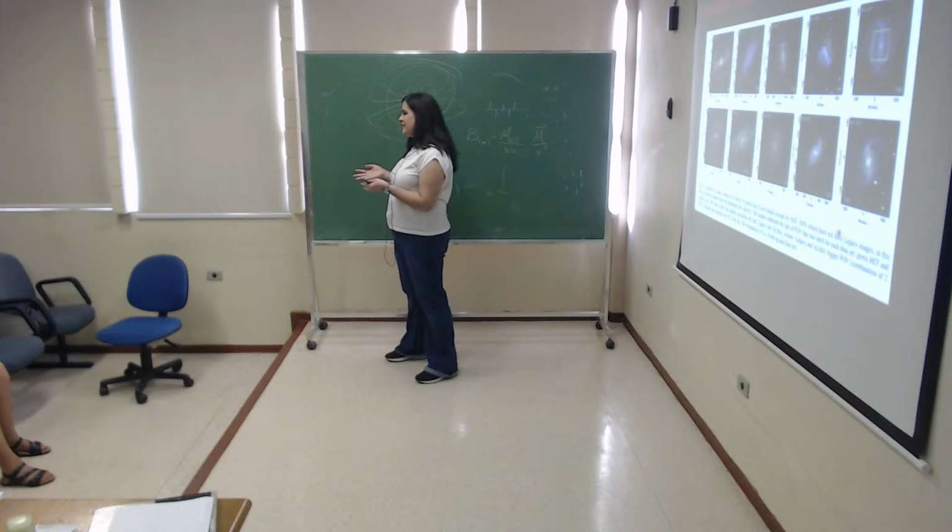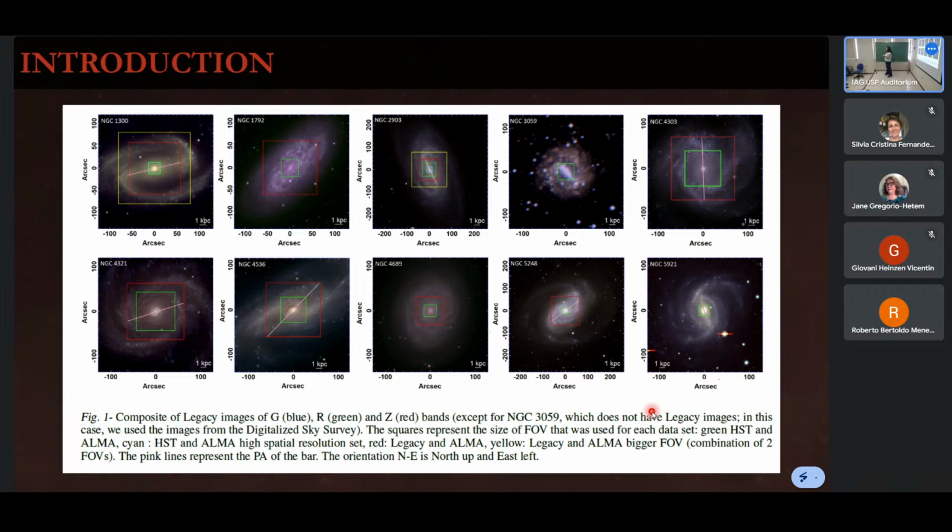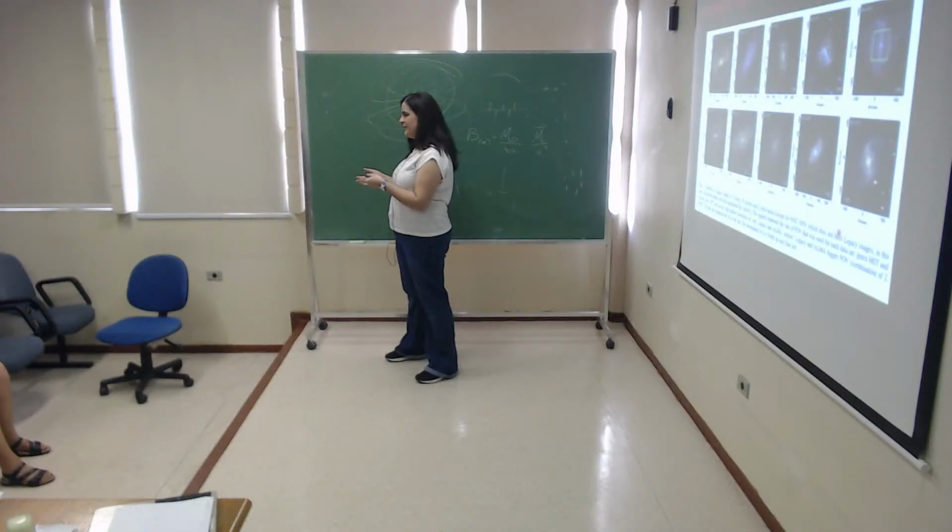But the thing is that it could be the case that the rings are being formed, or it could be the case that the rings have just been dissolved, right? Just finished being dissolved. It's something that is very fast. So we have to have a good sample of galaxies to see the frequency of the rings in galaxies that don't have a bar.